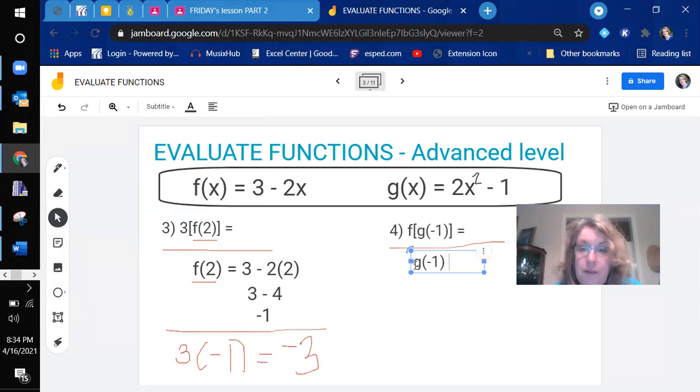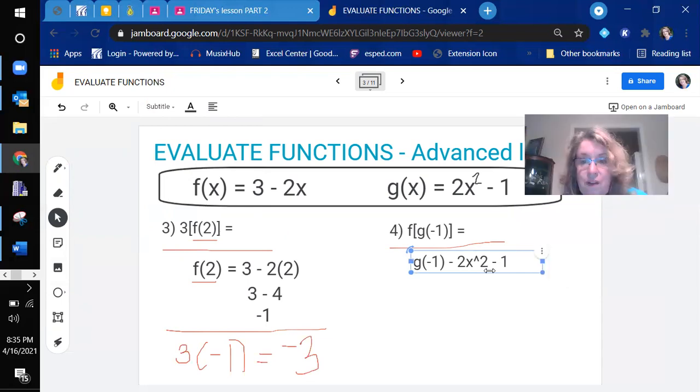So g of -1, that means I need to go 2x squared minus 1. So I'm going to copy that function rule. And so 2x squared now. And then when I'm typing, I like to go find the x and then put the number in instead of the x. So I go erase the x and I put in the -1 with parentheses. Those parentheses are necessary. They're absolutely crucial. And I need to make a correction, that should be an equal sign.